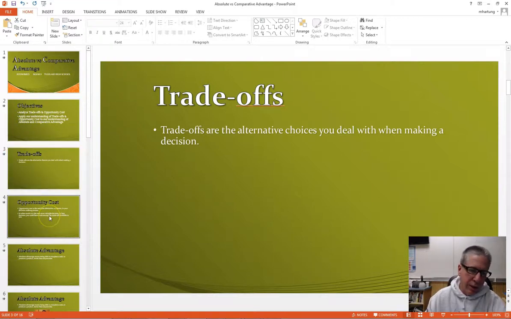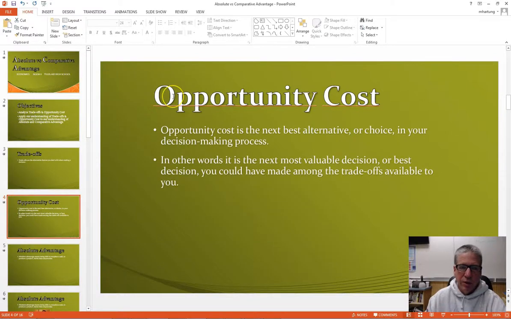Now, related to trade-offs is opportunity cost. Opportunity cost is when you take a look at all of those trade-offs and you decide what you are going to do, the opportunity cost is the best one that you didn't do. Let's see what I have written here. In other words, it is the next most valuable decision or best decision you could have made among the trade-offs available to you.